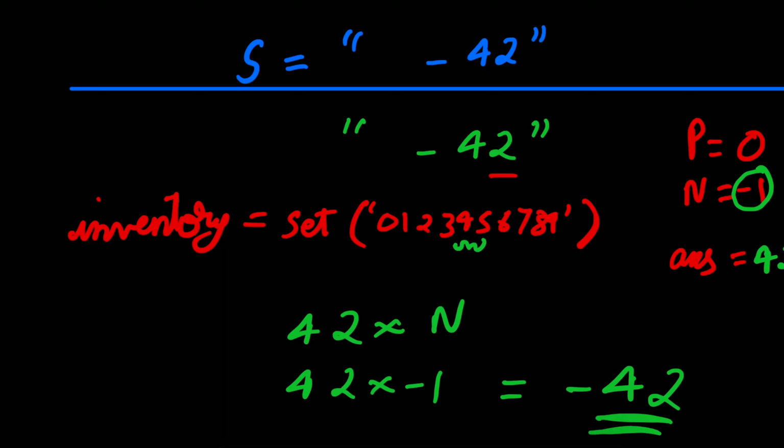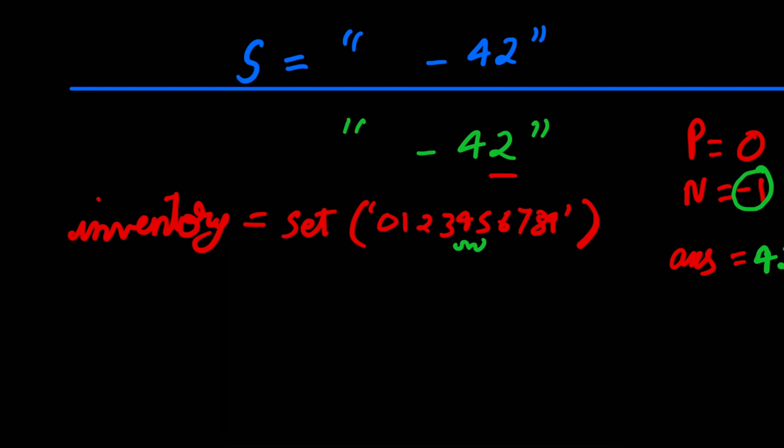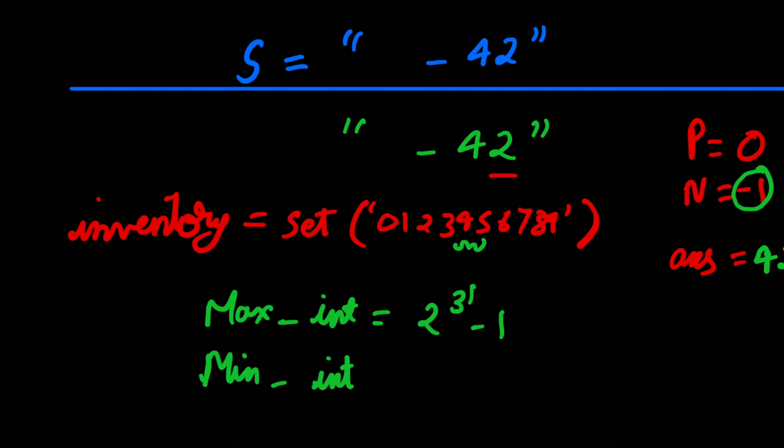But there's also one more thing. Before returning minus 42 to the user, you are supposed to check if it's exceeding max int or min int, right? In this case, max int is something like 2 raised to 31 minus 1, and min int is minus 2 raised to 31. All right, we have to first check if it's exceeding max int or going below min int, and only if it passes those two conditions should we return the answer. So yeah, that's basically it. That's how you solve this problem.